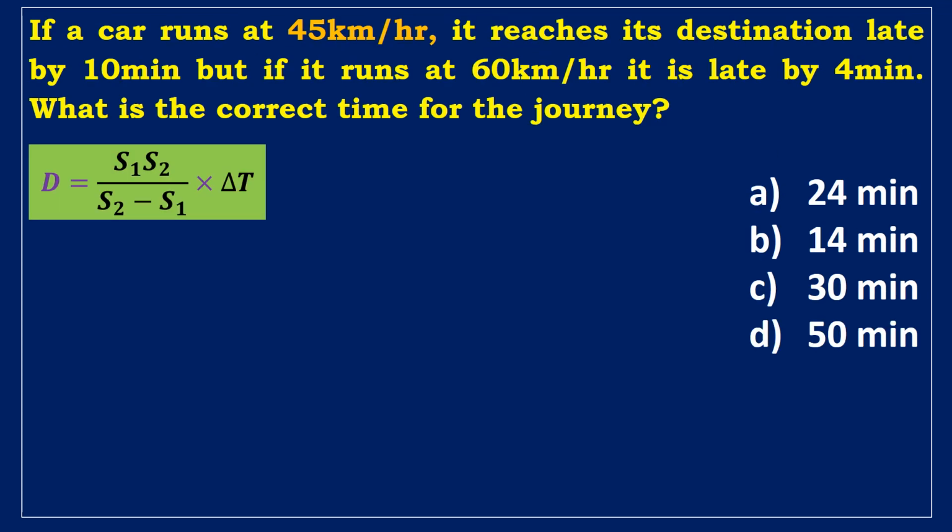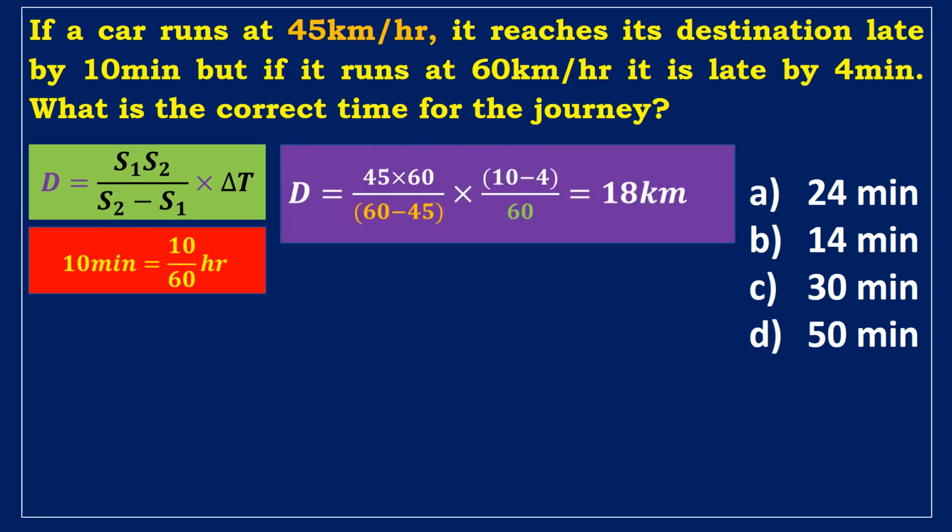Example 4. If a car runs at 45 kilometers per hour, it reaches its destination late by 10 minutes, but if it runs at 60 kilometers per hour, it is late by 4 minutes. What is the correct time for the journey? First, we convert minutes into hours. 10 minutes equals 10 by 60 hours. 4 minutes equals 4 by 60 hours. The difference in time del t is 10 minus 4 by 60.